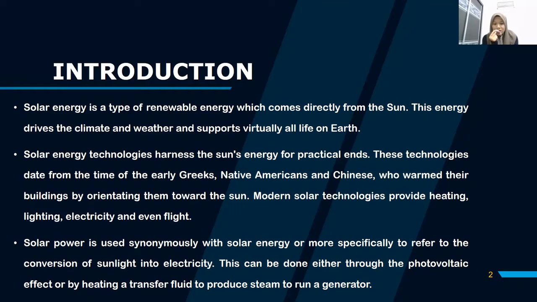Solar power is used synonymously with solar energy, or more specifically to refer to the conversion of sunlight into electricity. This can be done either through the photovoltaic effect or by heating a transfer fluid to produce steam to run a generator.